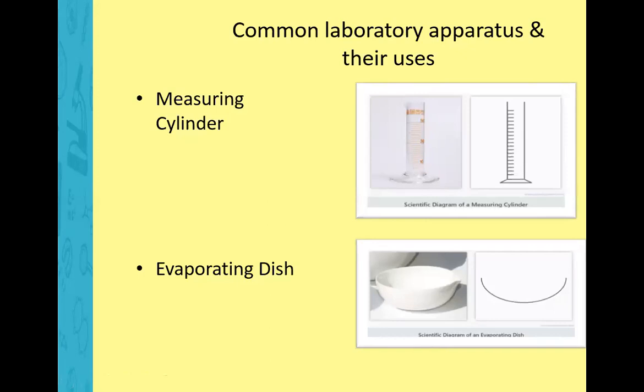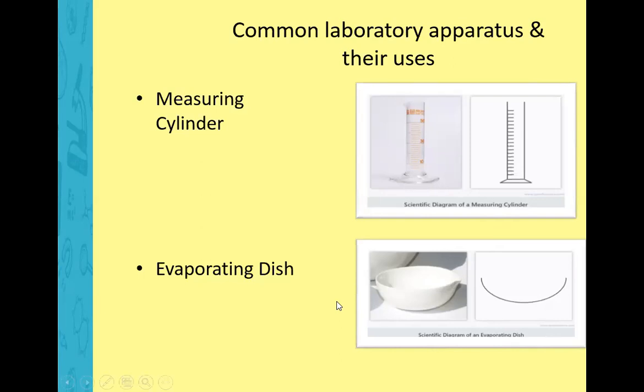Each marked line on the measuring cylinder represents the amount of liquid that has been measured. As I have just told you, these marks show the amount of liquid that we have taken. Next is the evaporating dish. An evaporating dish is a piece of laboratory glassware. In the laboratory we use it to heat a solution so that the substance can evaporate into the air, and sometimes to heat substances to bring them to their melting points.